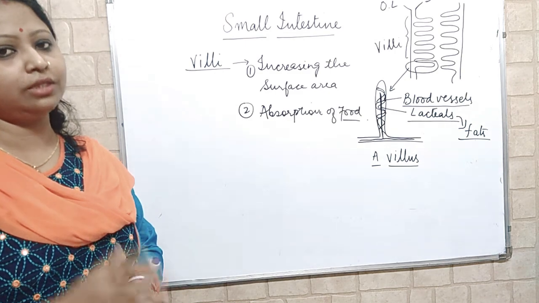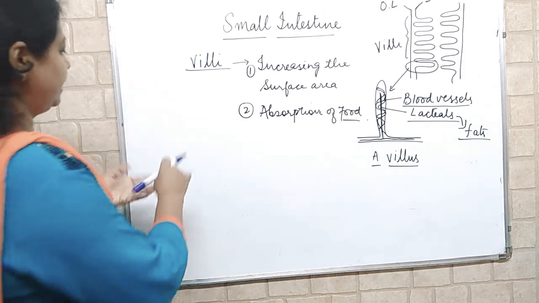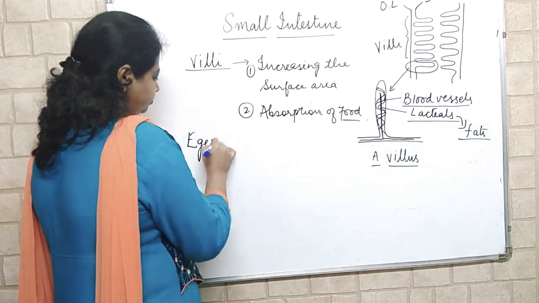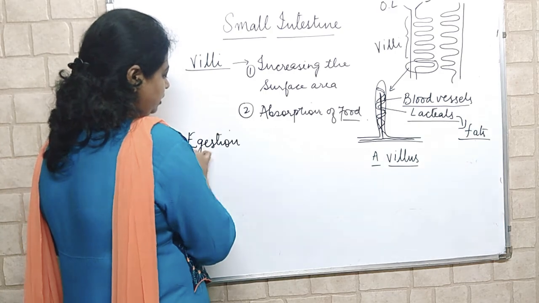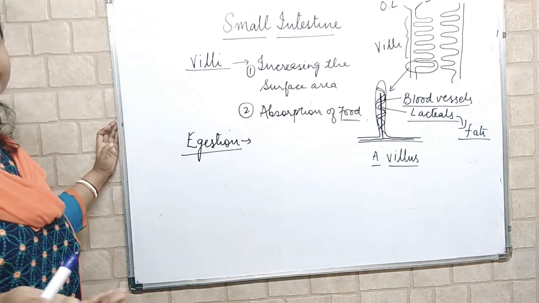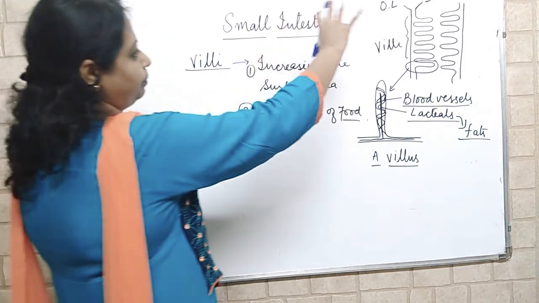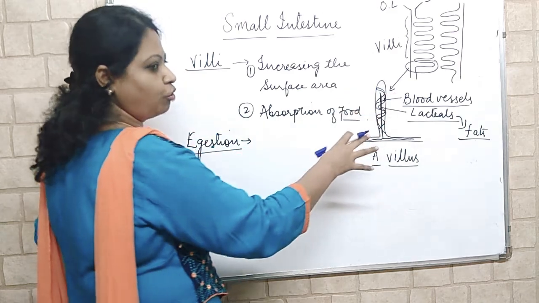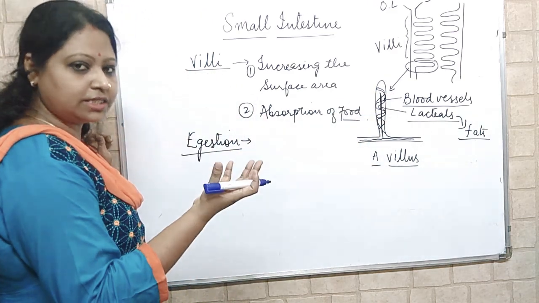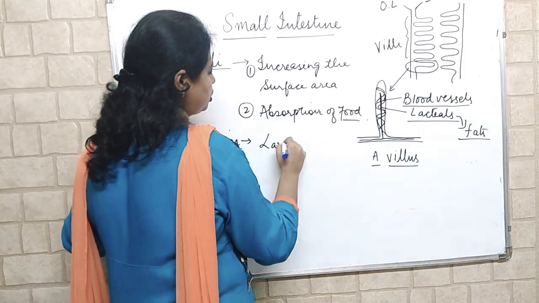After assimilation, the last step in the nutrition of humans is called egestion. Egestion is throwing out of the undigested and unabsorbed food. So after the complete process of absorption is over, the food which is remaining in the small intestine, which is undigested and unabsorbed, will enter into the large intestine.